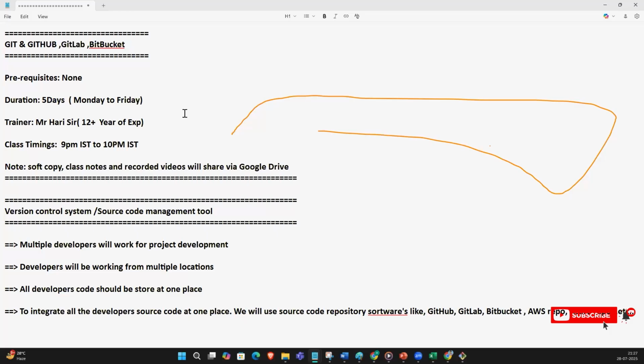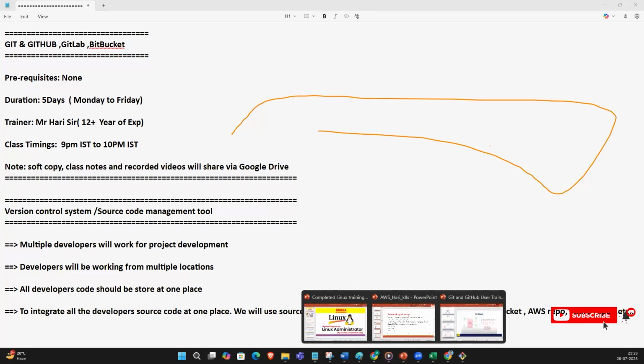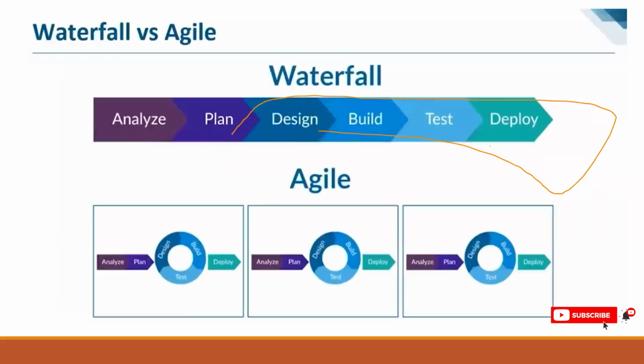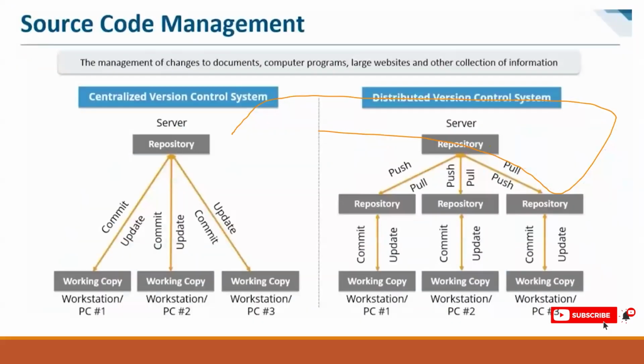So what is a version control system and source code management tool? Version control systems are of two types. One is a centralized version control system and the other is a distributed version control system. So what is a centralized version control system? What is a distributed version control system? I will tell you.